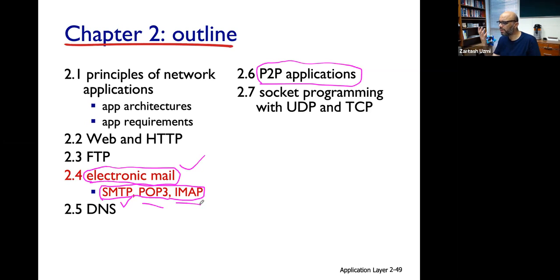ठीक है. So very simple. If I am sending a mail to John at nyu.edu, I will use SMTP. I will use SMTP to send the mail to my mail server. My mail server will use SMTP to send the mail to John's mail server at NYU. और उसके इनबॉक्स के अंदर डाल देगा, मेल बॉक्स के अंदर डाल देगा.